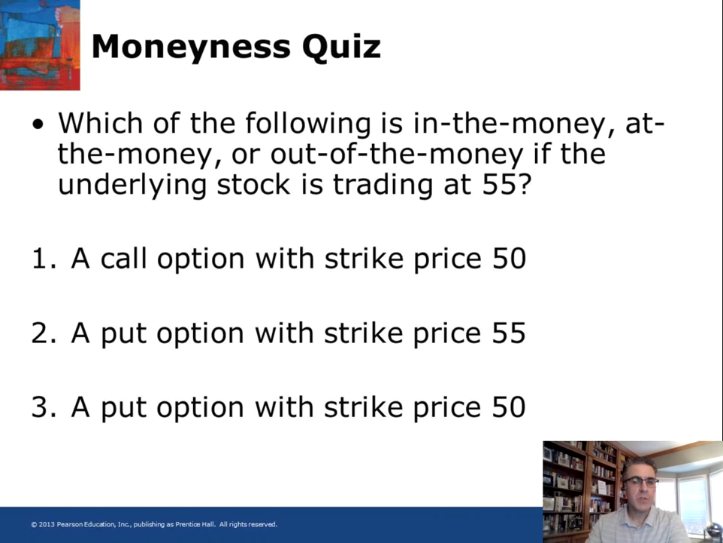Third, we have a put option with a strike price of 50. This is always the most difficult one for students to grasp because a put option becomes more valuable as the asset price declines, which can be somewhat counterintuitive. So a put option is in the money if the underlying asset is lower than the strike price. Here, the asset price is higher than the strike price, so the option is out of the money. Exercising it now would result in no payoff at all.